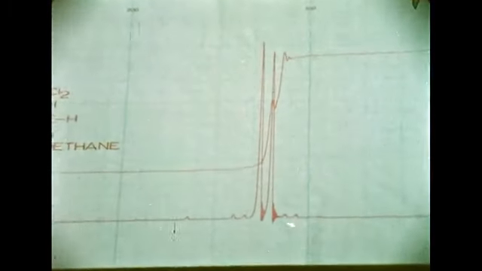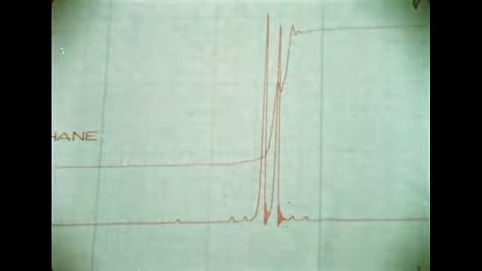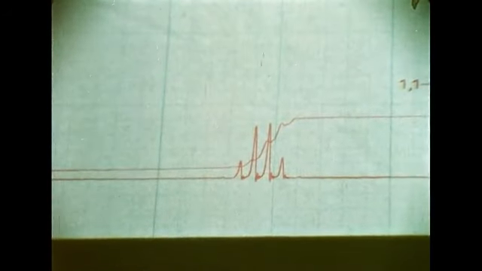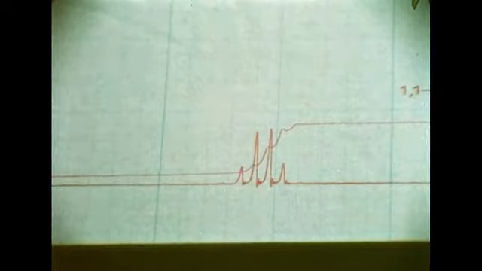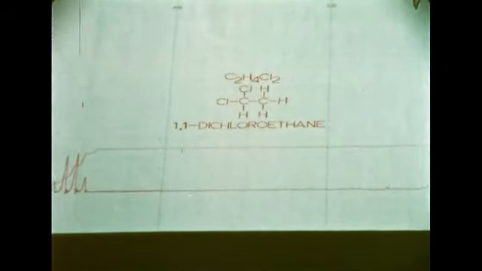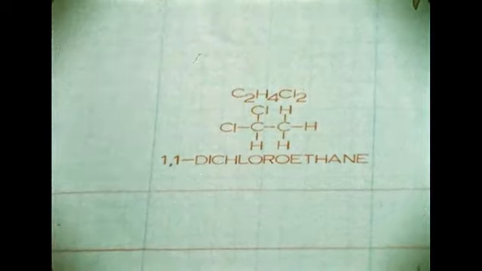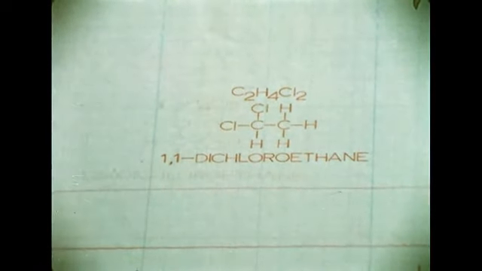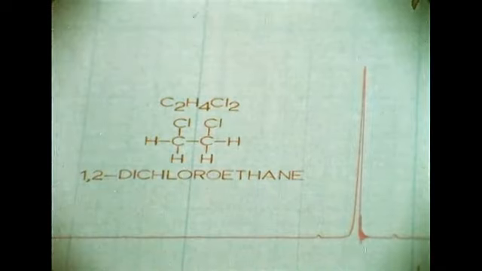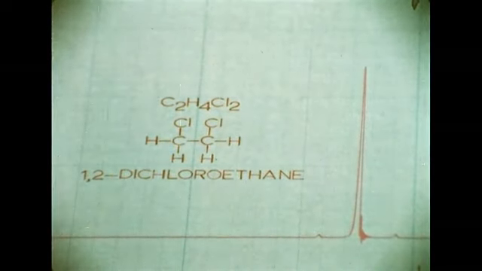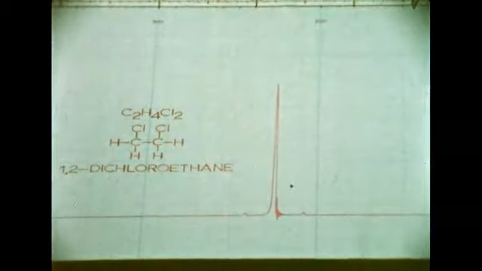Thus, there are 3 protons split into a doublet by 1 neighbor, and 1 proton split into a quartet by 3 neighbors. 1,1-dichloroethane has a methyl group attached to a carbon with 1 proton and is the unknown compound. The spectrum of its isomer, 1,2-dichloroethane, is quite different. All the protons in this compound are equivalent, so that the spectrum is a single sharp line.